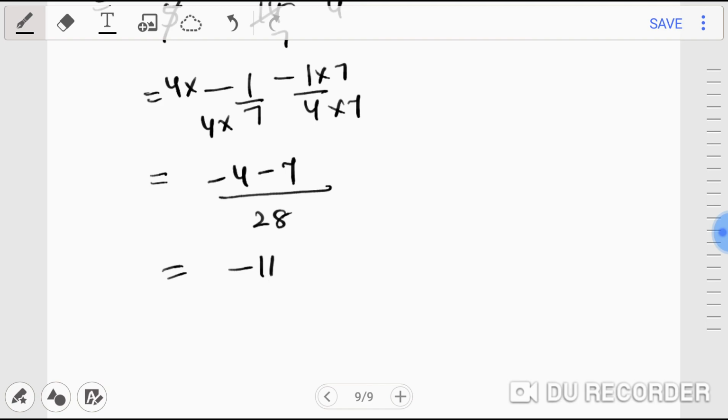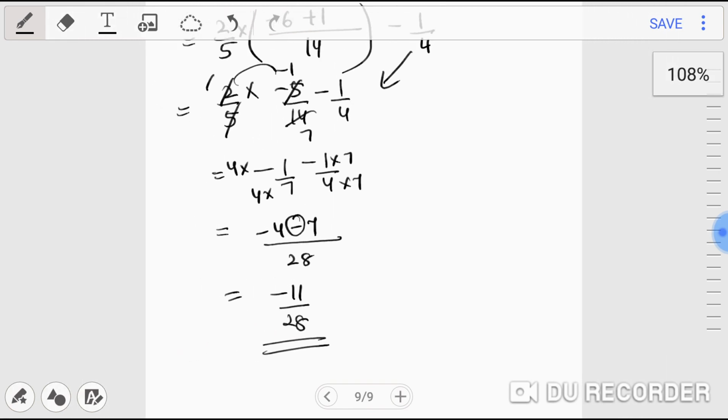My dear kids, minus 4 minus 7 will be plus, so you have to add 4 plus 7, that will be 11. And you have to take the bigger number's sign. So the sign of 7, which is minus, you have to take and give to 11. So your final answer is minus 11 upon 28.